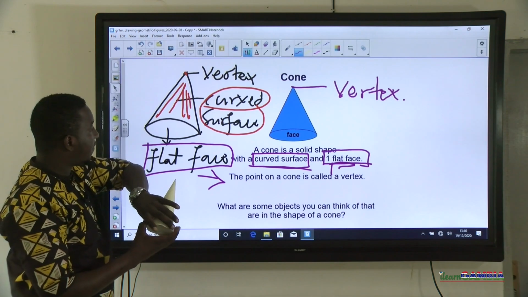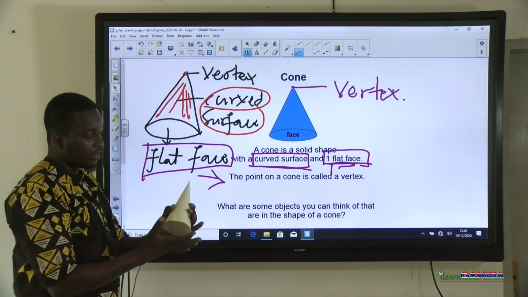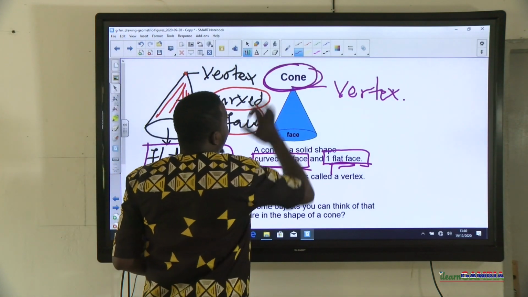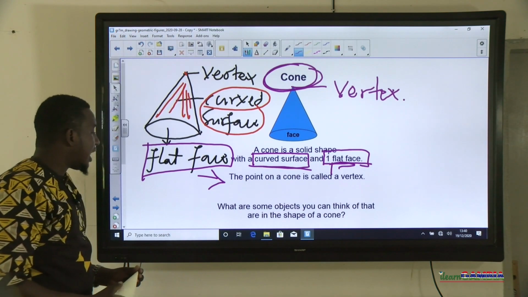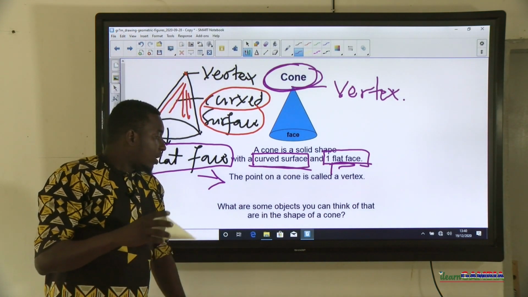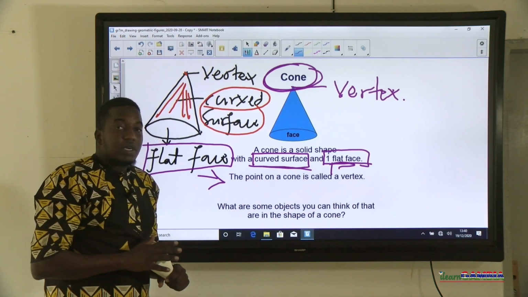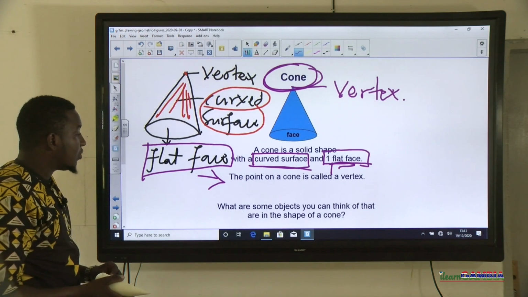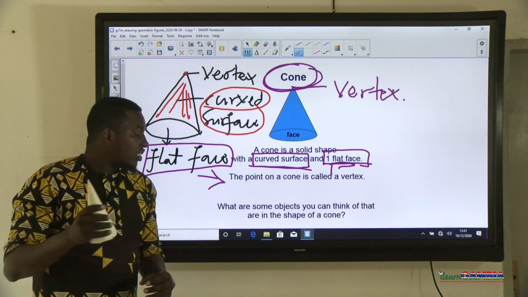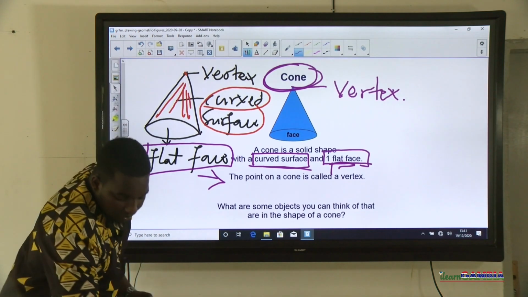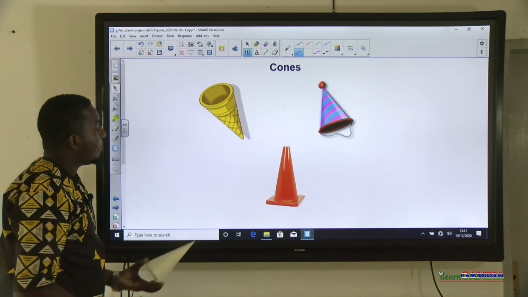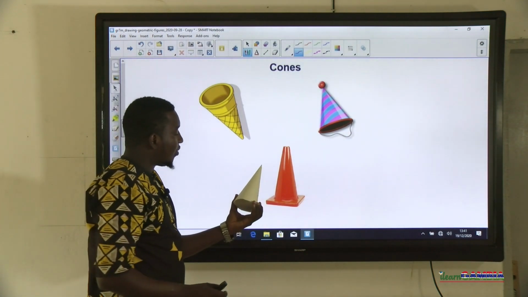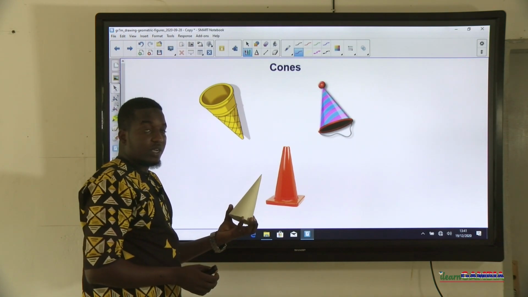So we need to have a curved surface, a vertex, and a flat face in order for that particular object to be referred to as a cone. Now, what are some of the objects that you can think of in our environment that are cones? What are some of the objects you can think of that are in the shape of a cone? We have some of them here. If you can observe, they are almost the same as the cone that we have here.